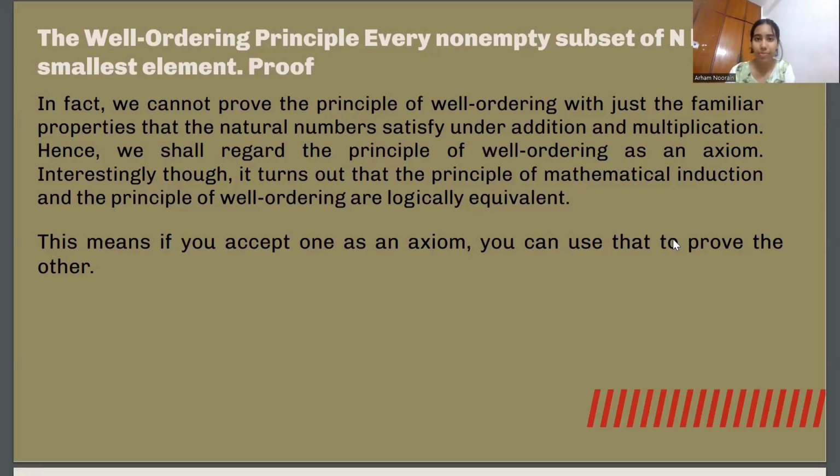The well-ordering principle: every non-empty subset of N has a smallest element. Proof: we cannot prove the principle of well-ordering with just the familiar properties that natural numbers satisfy under addition and multiplication. Hence, we shall regard the principle of well-ordering as an axiom. Interestingly enough, it turns out that the principle of mathematical induction and the principle of well-ordering are logically equivalent. This means if you accept one as an axiom, you can use it to prove the other.